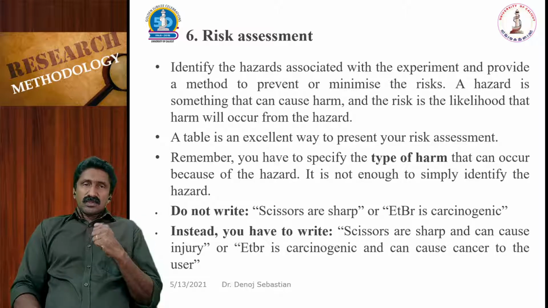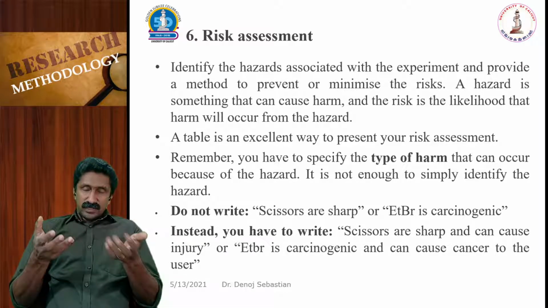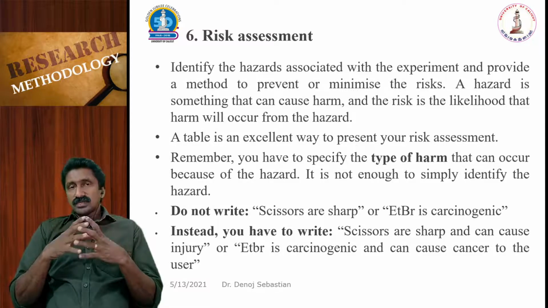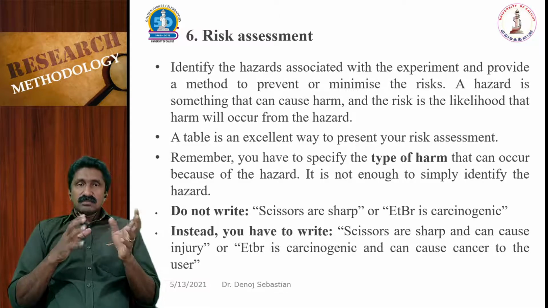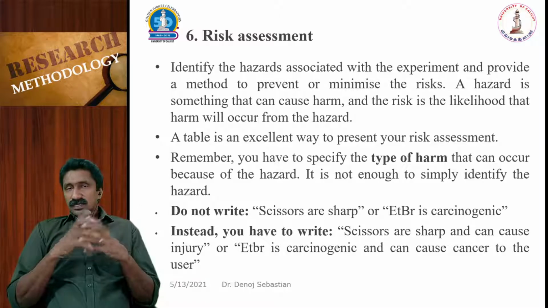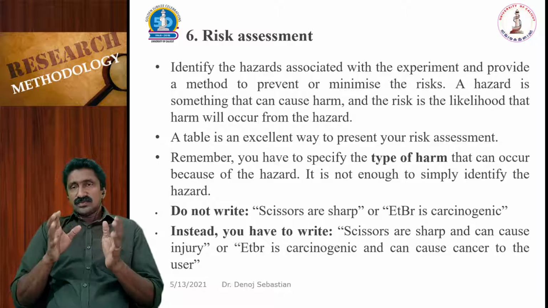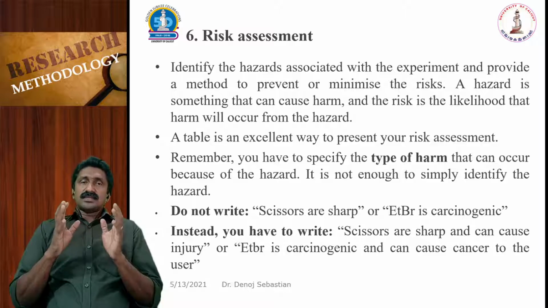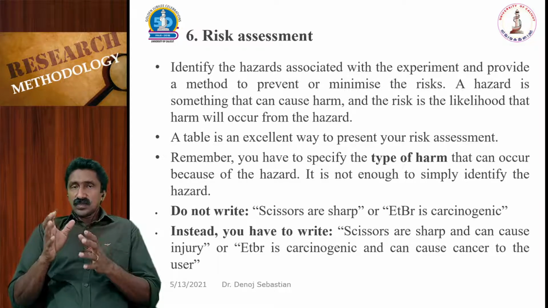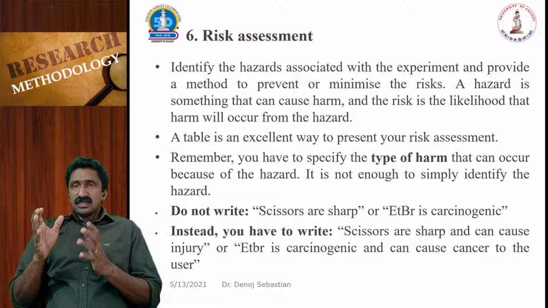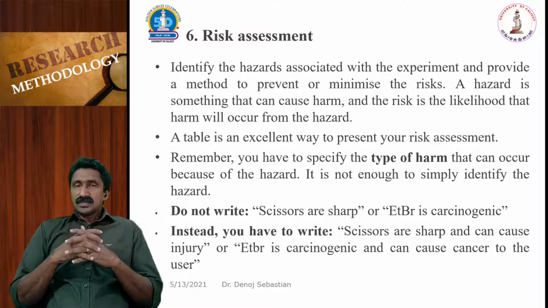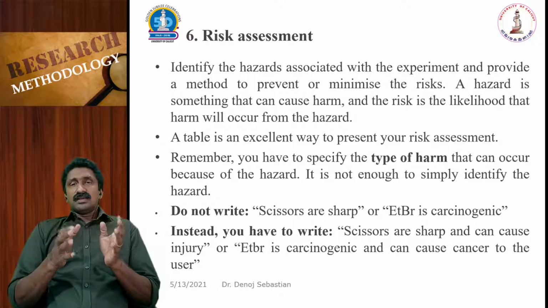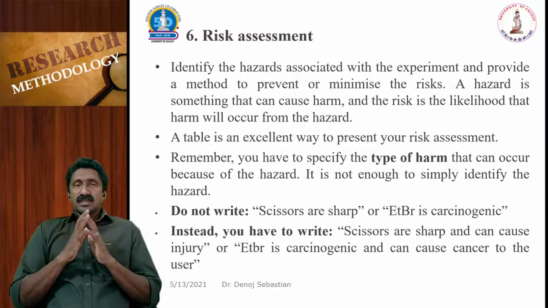Now, the next stage is also a hidden part, which is not actually a separate chapter. The risk assessment is also done before starting the experimental part. Risk assessment identifies the hazards associated with the experiment and provides a method to prevent and minimize the risk. A hazard analysis should be done. The hazard is something that can cause harm, and risk is the likelihood that harm will occur from the hazard. So you have to identify whether there is some hazard and if there is any risk from the hazard.